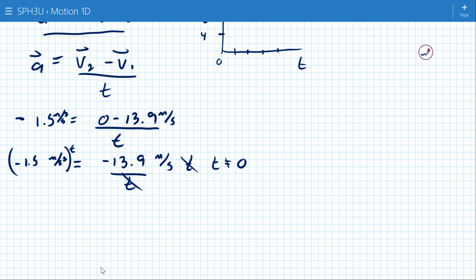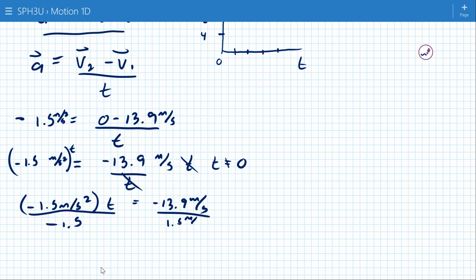So then once I get that, I get negative 1.5 meters per second squared times t equals negative 13.9 meters per second. I can divide both sides by negative 1.5 meters per second squared, and I'll be left with my time.